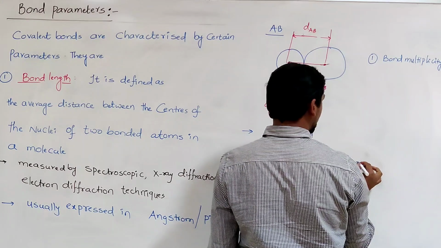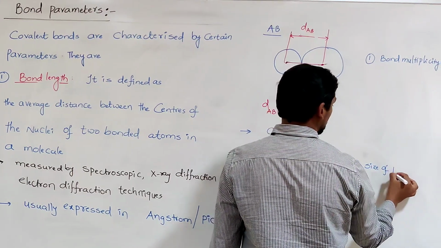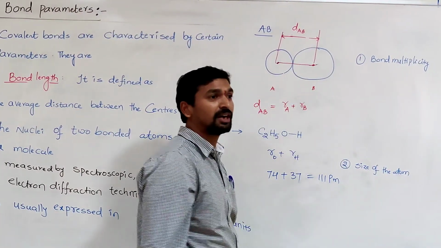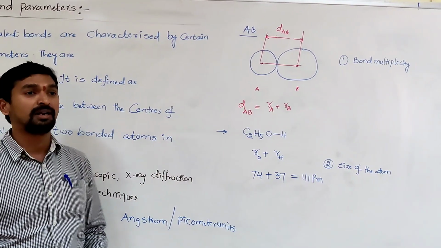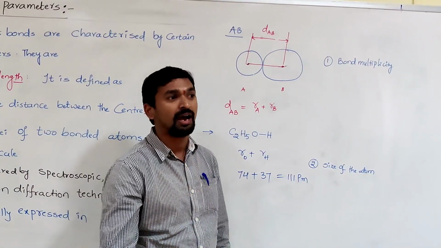And the second one is size of the atom. So these are the two factors which are influencing the bond length. What do you mean by the bond multiplicity? It is nothing but the number of bonds present between the atoms.